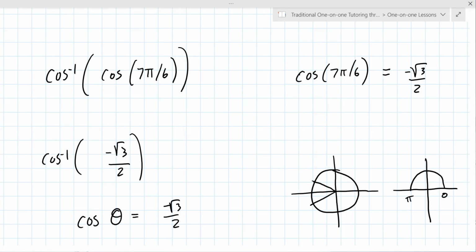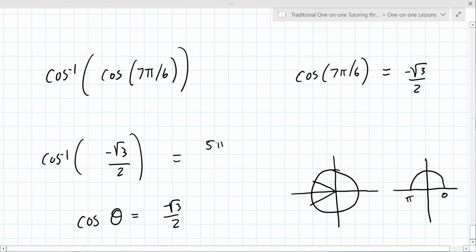At 5 pi over 6. And is 5 pi over 6 between 0 and pi? Yes. So you have your answer there. Your answer is 5 pi over 6.